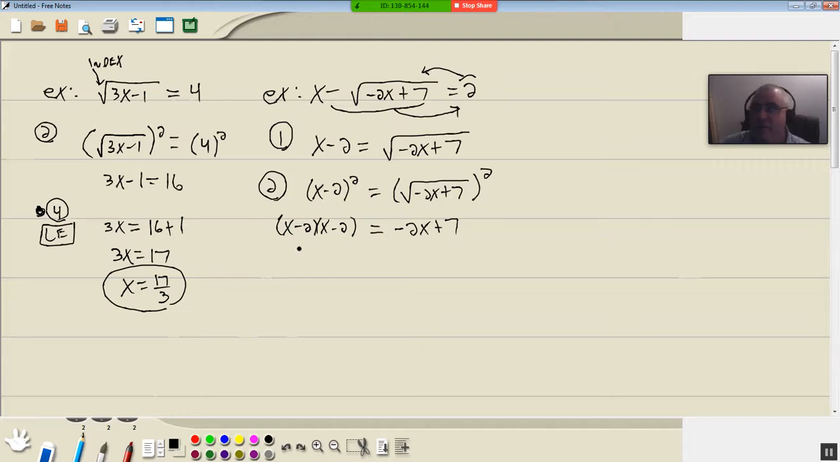Now over here, I'm going to FOIL this. X times x is x squared. X times negative 2 is negative 2x. Negative 2 times x is negative 2x. And negative 2 times negative 2 is positive 4. Always combine together like terms. Negative 2x and negative 2x is negative 4x.